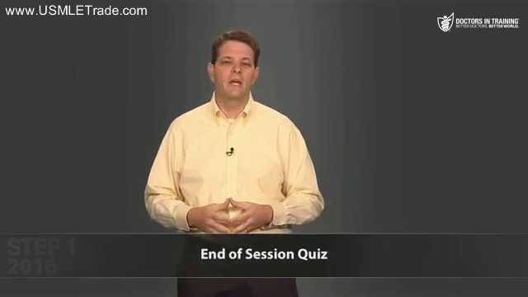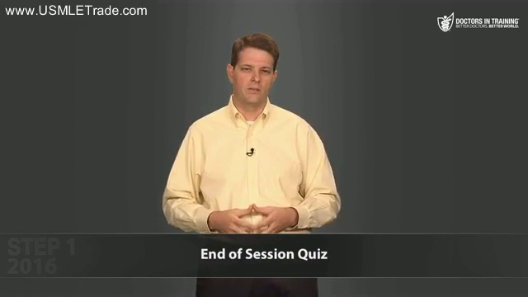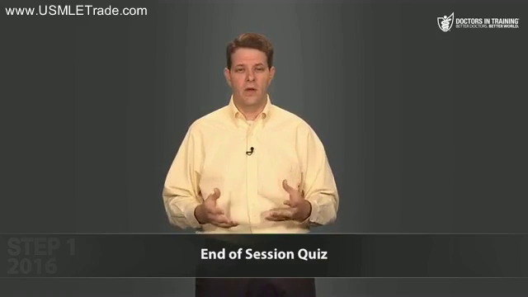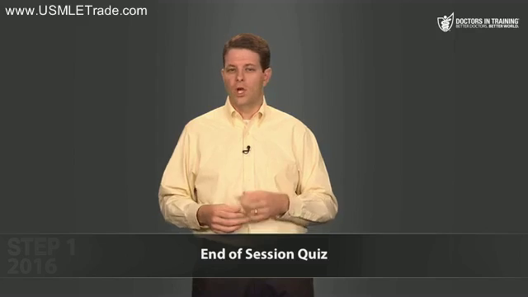So now we're ready to tackle the end-of-session quiz, which is going to focus entirely on doing calculations with our 4 pharmacokinetic equations. All these quiz questions deal with this scenario. A 60-kilogram man with status asthmaticus is being given an IV infusion of a drug X at 60 milligrams per hour. The clearance of drug X is 2 liters per hour, and the volume of distribution is approximately 0.5 liters per kilogram. 48 hours after administration has begun, the asthma attack is under control. At this time, the concentration of drug X in his plasma is 20 milligrams per liter. So go ahead and try to answer all these questions on your own, and then we'll work through them together.